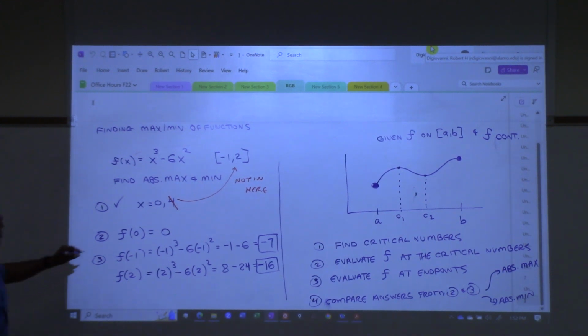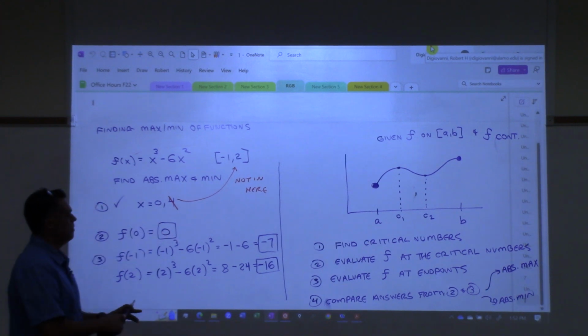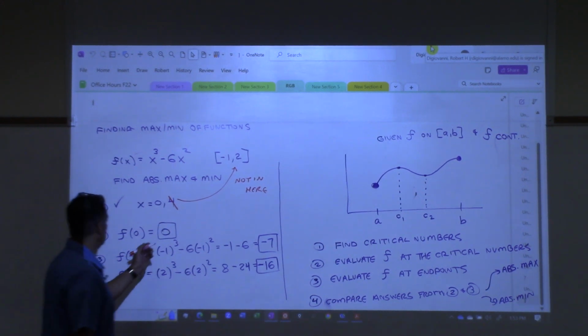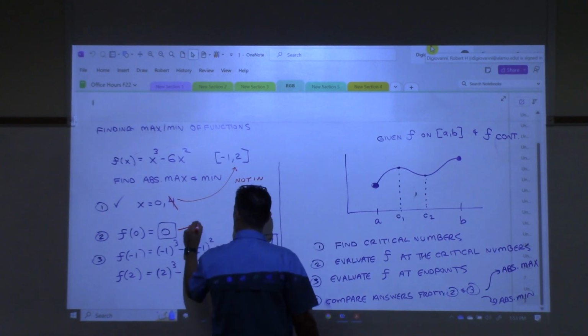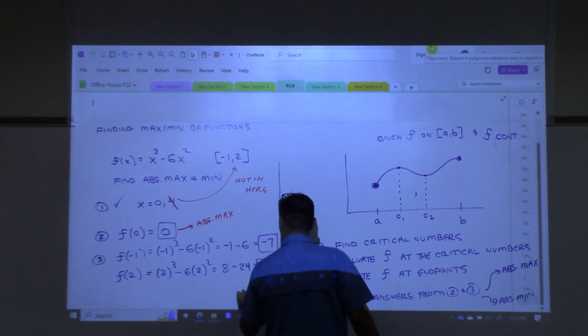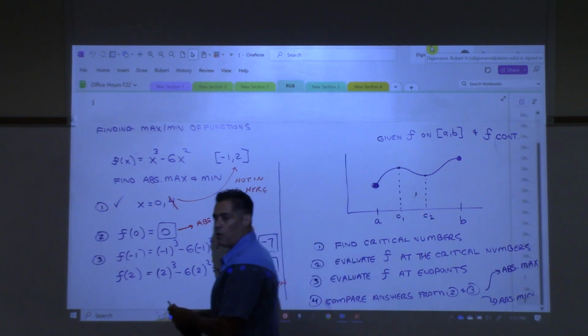And then step 2, we had what? 0? Okay. Step 4, compare the answers you just got. The biggest number you have is your absolute max. The smallest number you have is your absolute min. So what is our absolute max here? 0. That's the biggest number we have, right? That's the absolute max. What's the absolute min? Negative 16. Do y'all see how that works?